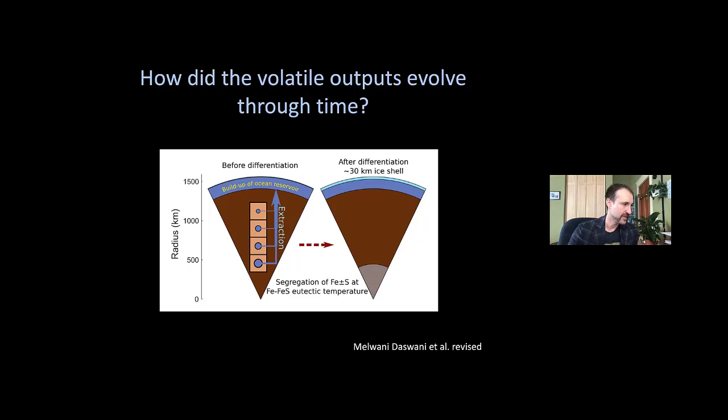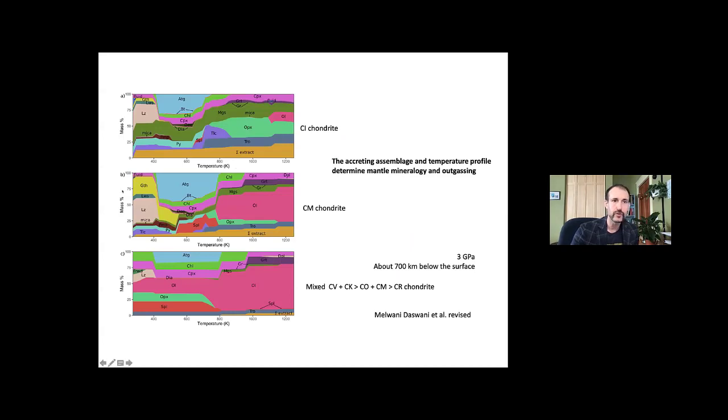I'll just briefly flash this figure from the paper, which shows at a pressure of 3 GPa, or about 700 kilometers below Europa's surface, the different meteoritic models that we assume. These are the 3 nominal models: a very carbon-rich chondrite, which is a primordial meteorite, or a slightly less carbon-rich so-called CM chondrite, or some mix thereof. You can see that the prevalent mineralogy firstly varies as a function of temperature, but it's very different for the different minerals, for the different input materials.